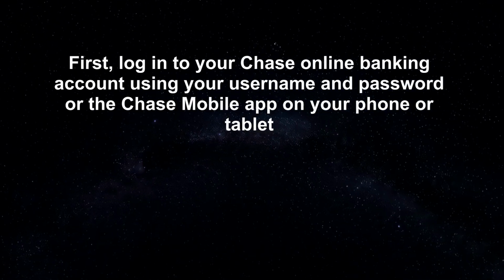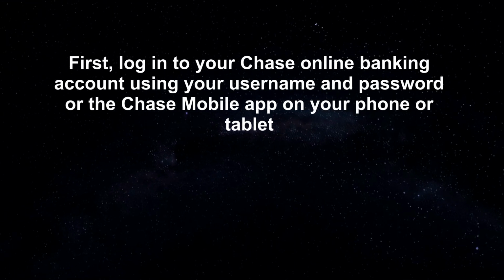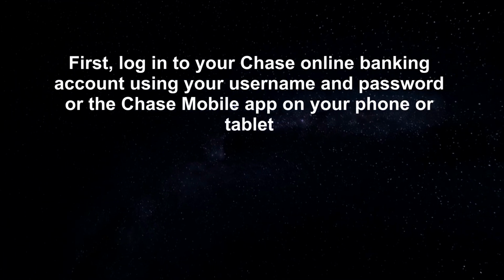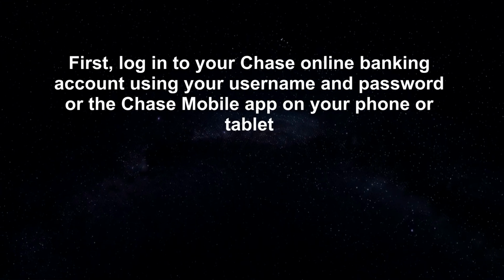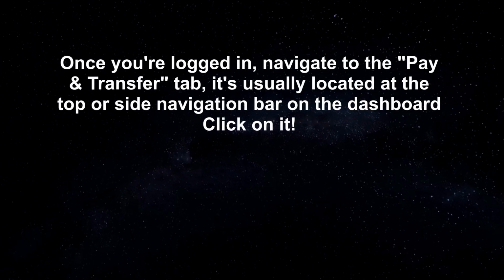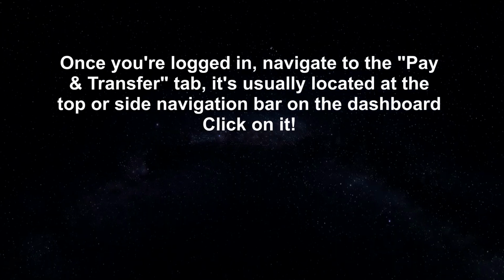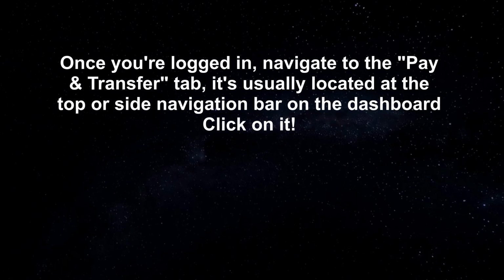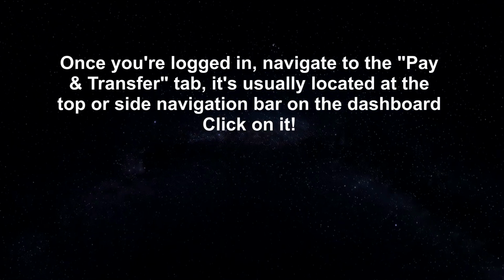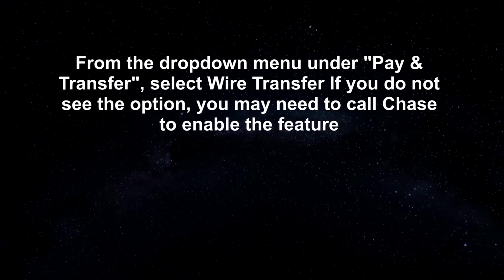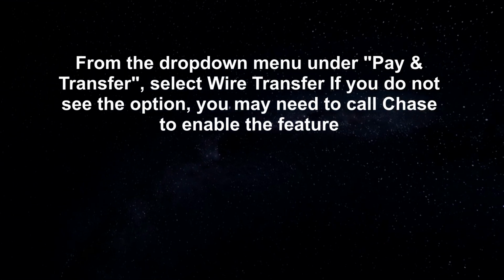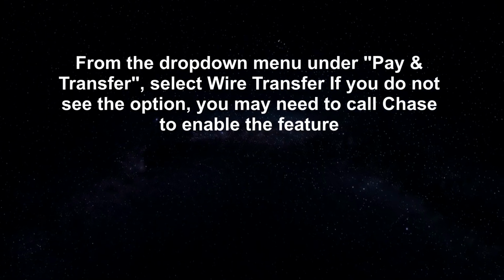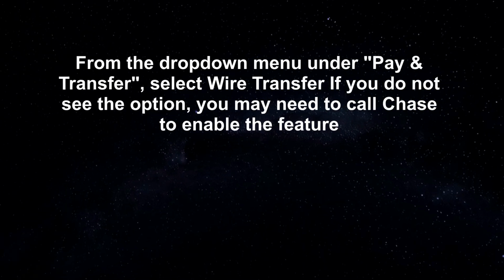First, log into your Chase online banking account using your username and password or the Chase mobile app on your phone or tablet. Once you're logged in, navigate to the Pay and Transfer tab. It's usually located at the top or side navigation bar on the dashboard. Click on it. From the drop-down menu under Pay and Transfer, select Wire Transfer. If you do not see the option, you may need to call Chase to enable the feature.